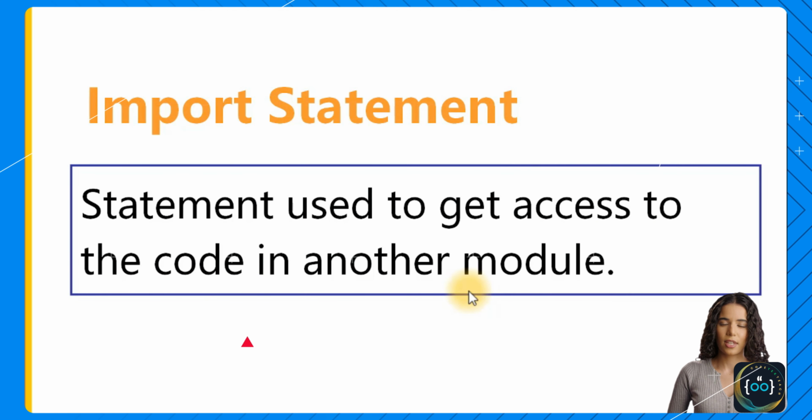Now think about how you can call the randint function, which is a function from the random module, with this type of import statement. Think about this, pause the video, and then come back.